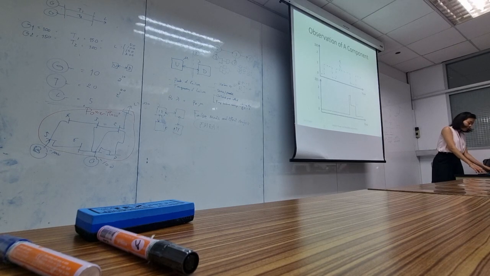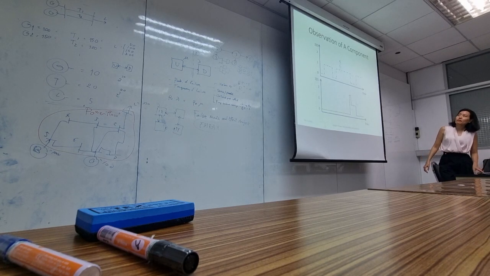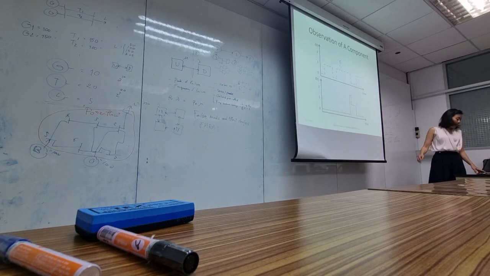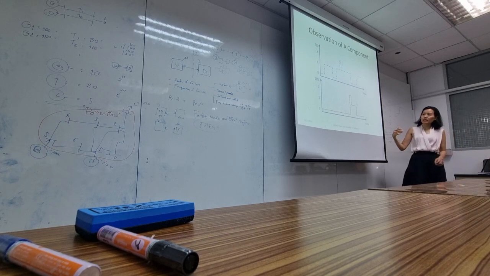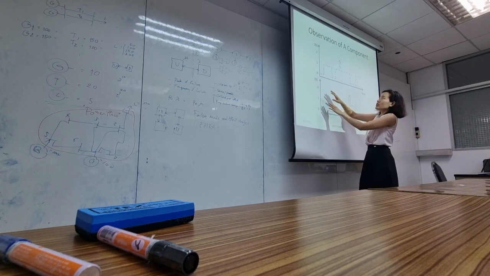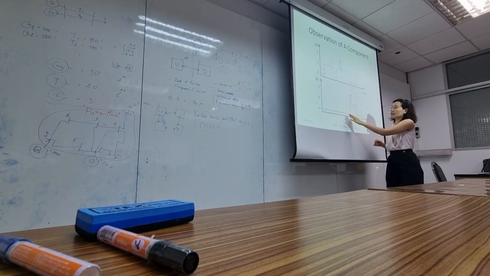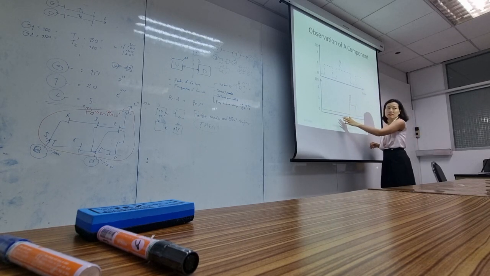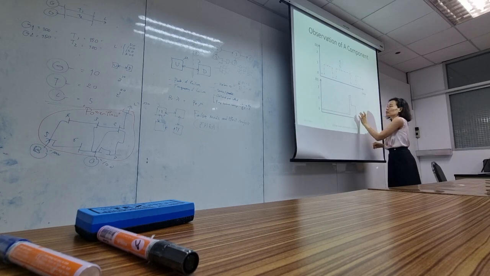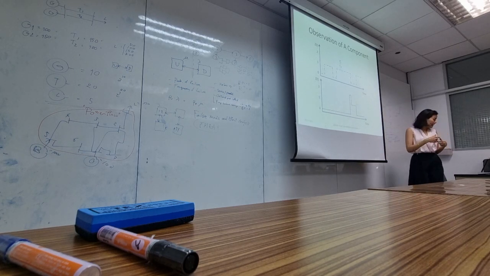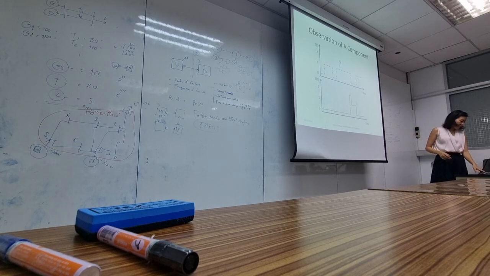So when we look at the observation of the component, this is how we can extract the information. In this case, you have 3 states, 0, 1 and 2, and you want to know how long the system stays in state 0, state 1, or state 2, so that you can find the rate at which it changes.